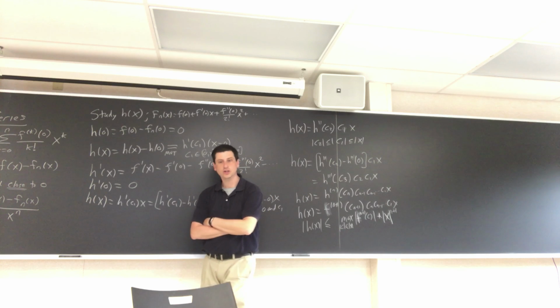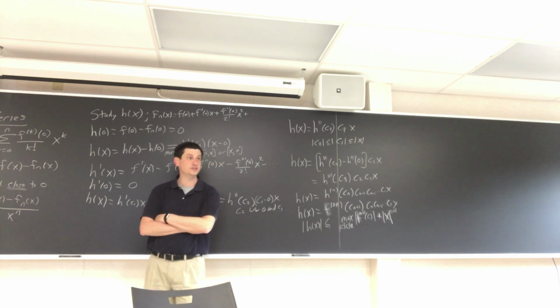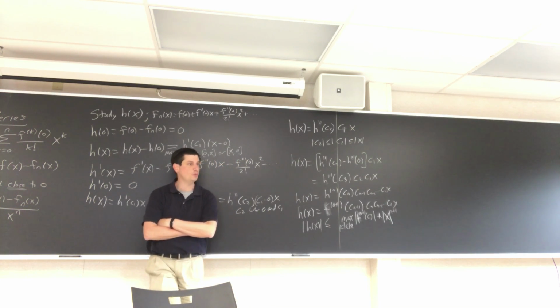So this is a good description of why the Taylor series does so well, that your error is smaller than the last term in your expansion. And so if x is 1 over 100, that gives you some confidence as to how accurately you are estimating things. Okay, any questions about this proof?